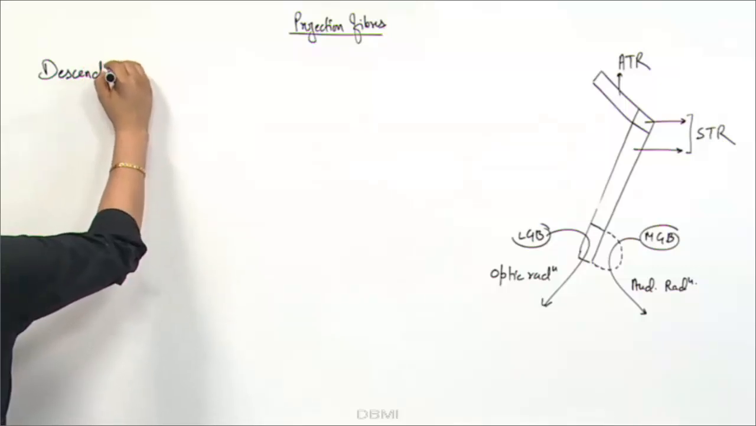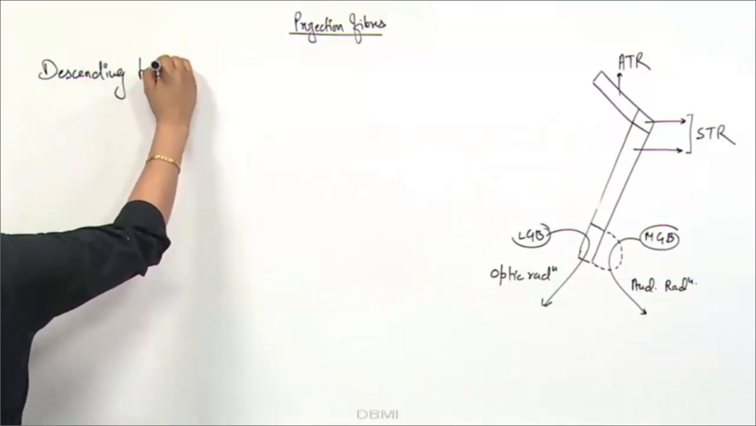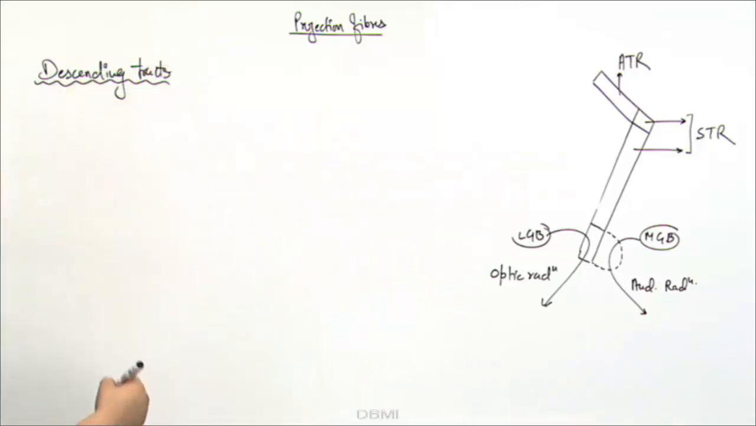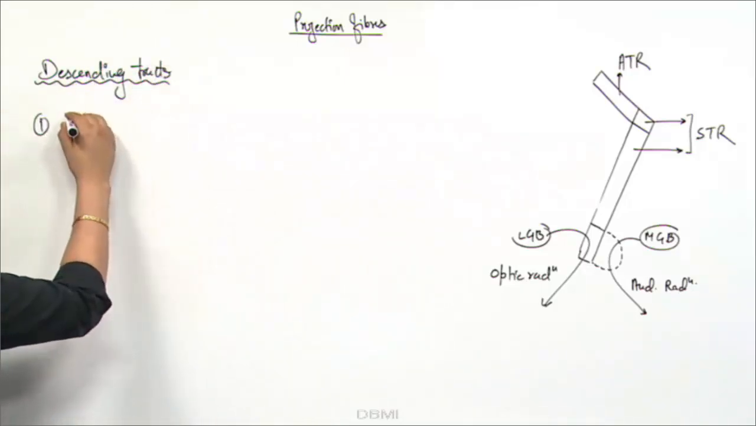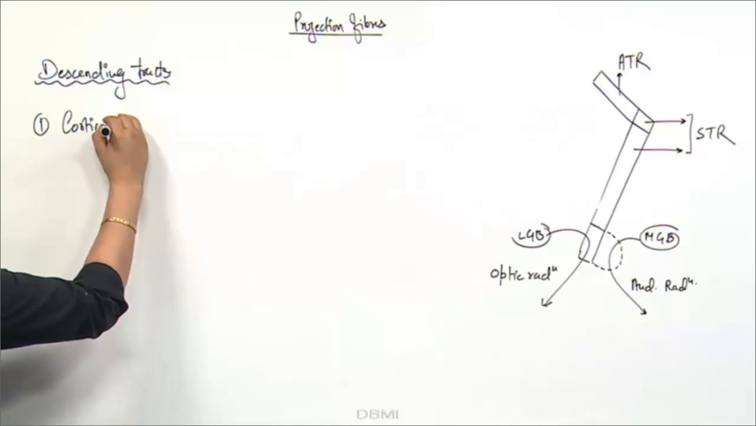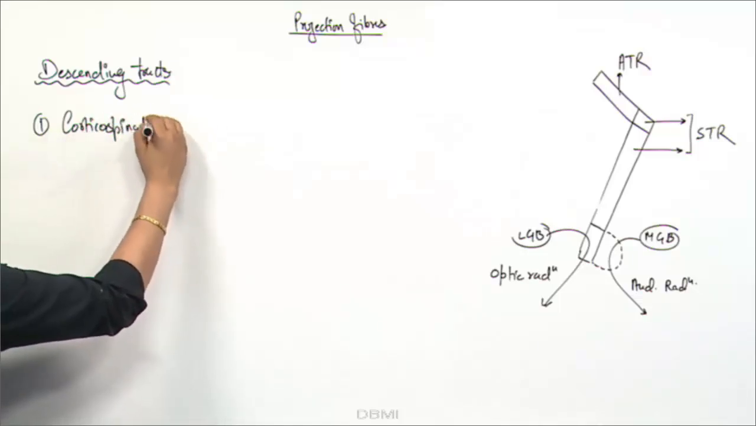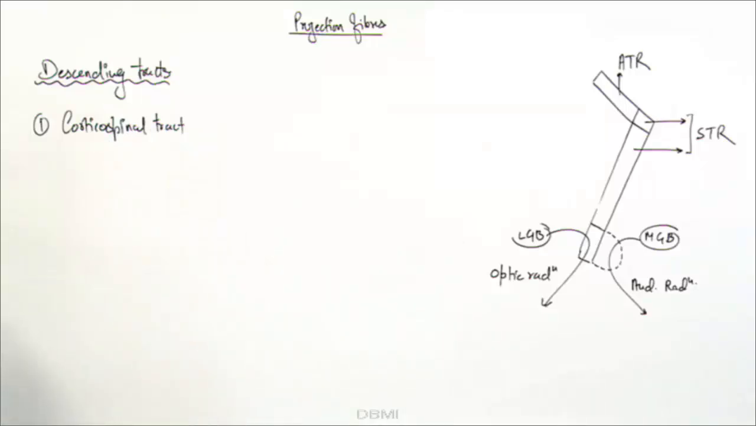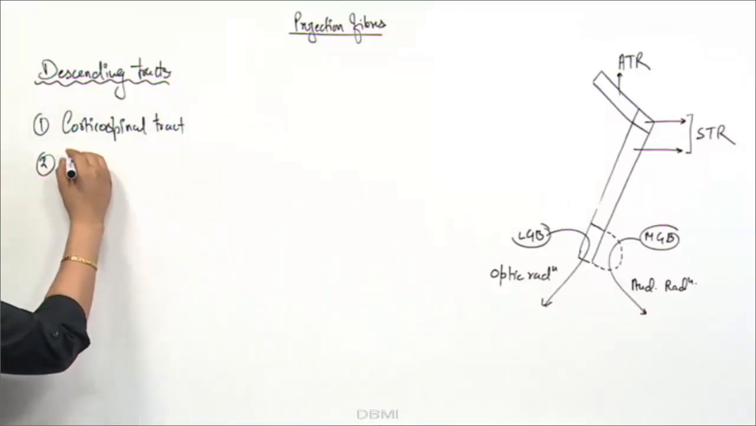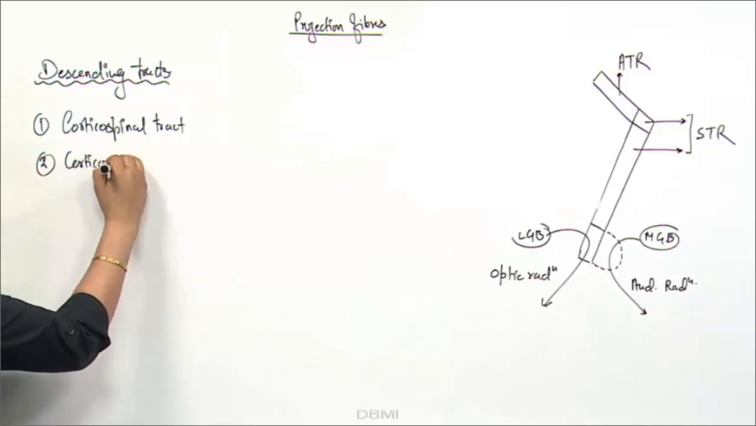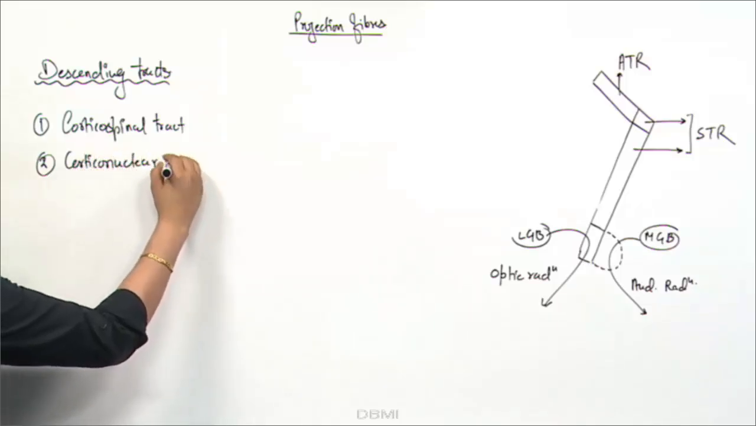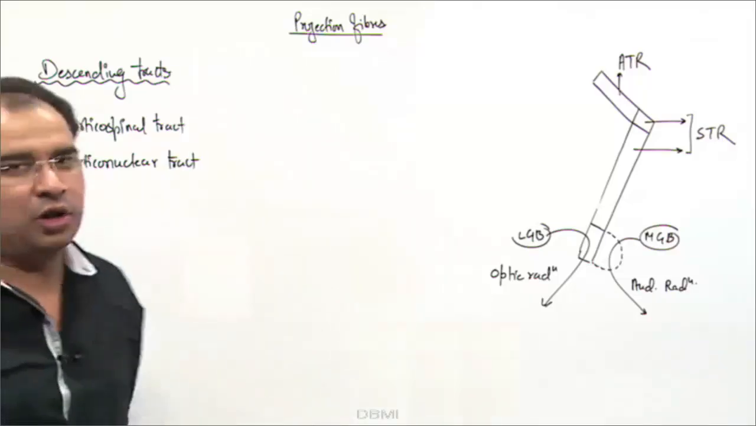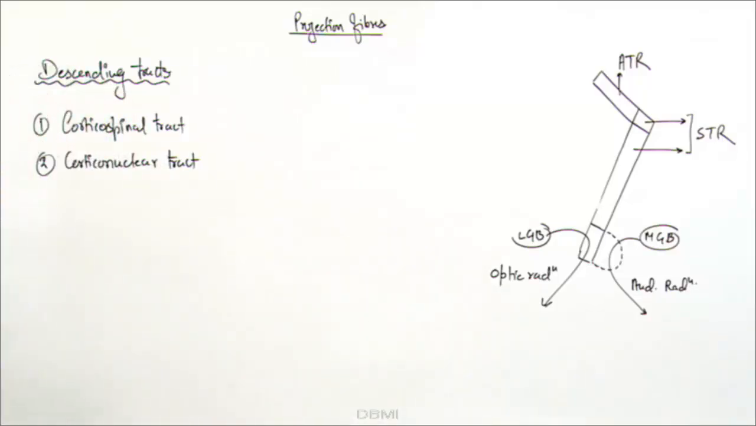So first let's make a list of the descending tracts which need to go through the internal capsule, coming from the cortex. Now obviously from the cortex we have the corticospinal tract. So we need to place this corticospinal tract somewhere in the internal capsule. We also have corticonuclear or corticobulbar tract, that is the upper motor neuron for the cranial nerves, corticonuclear coming from the premotor area.